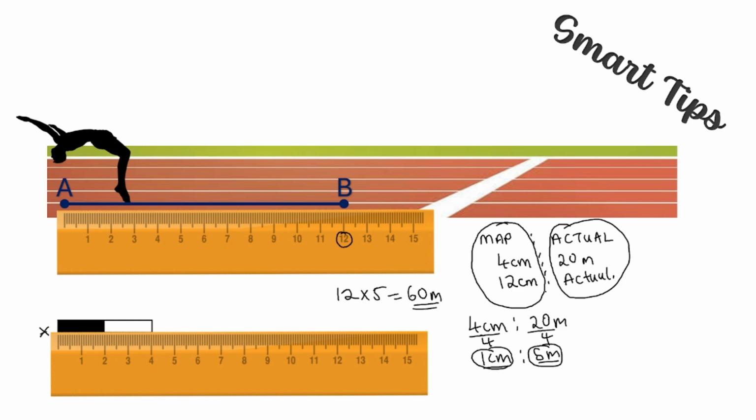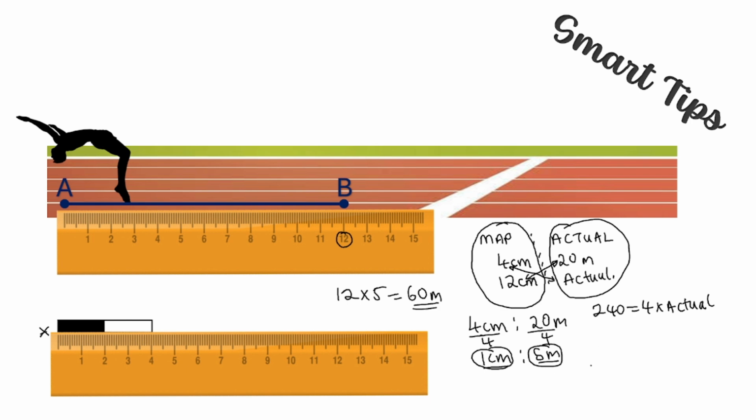But remember, I said you can also use cross multiplication. So cross multiply 20 times 12. What is 20 times 12? That is 240. When you're cross multiplying, just ignore the units. Then 4 times the actual distance is equal to 240.